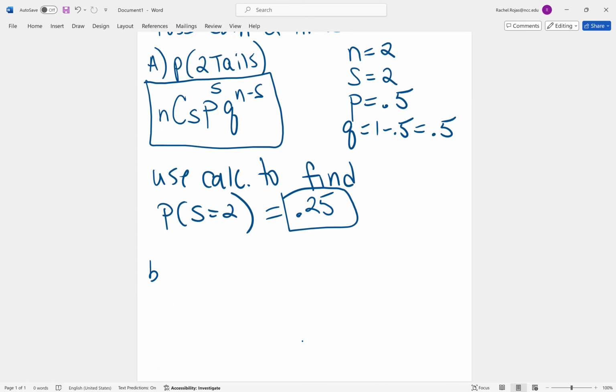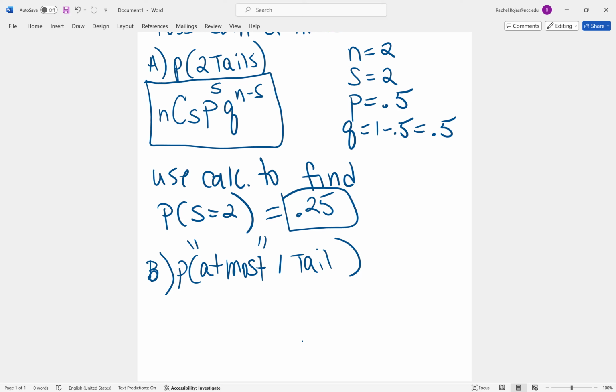And now B is what's the probability of getting at most 2 tails? Whenever we're going to calculate at most, remember, it means not exactly 2, it means at most 2. And I'm sorry, I think it should be 1 tail, right? The question said at most 1 tail. What does that include? That includes 0 tails or 1 tail, right?